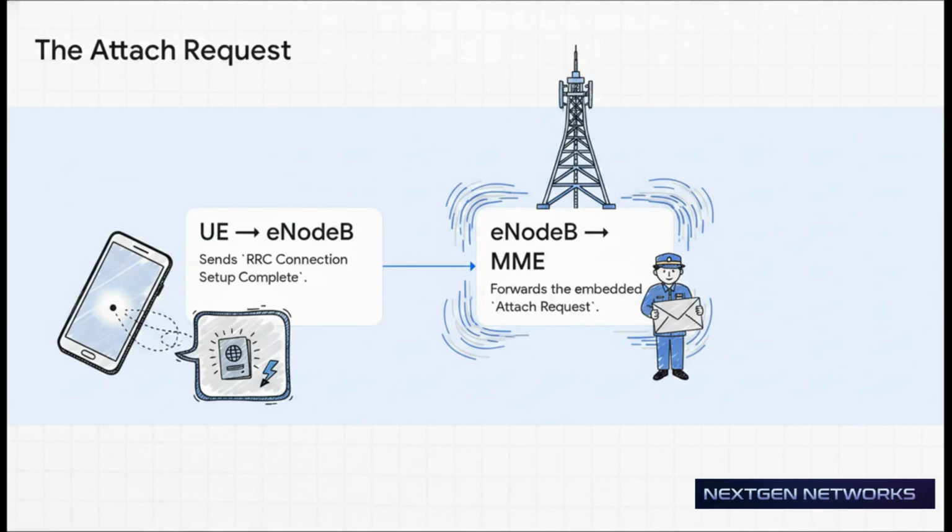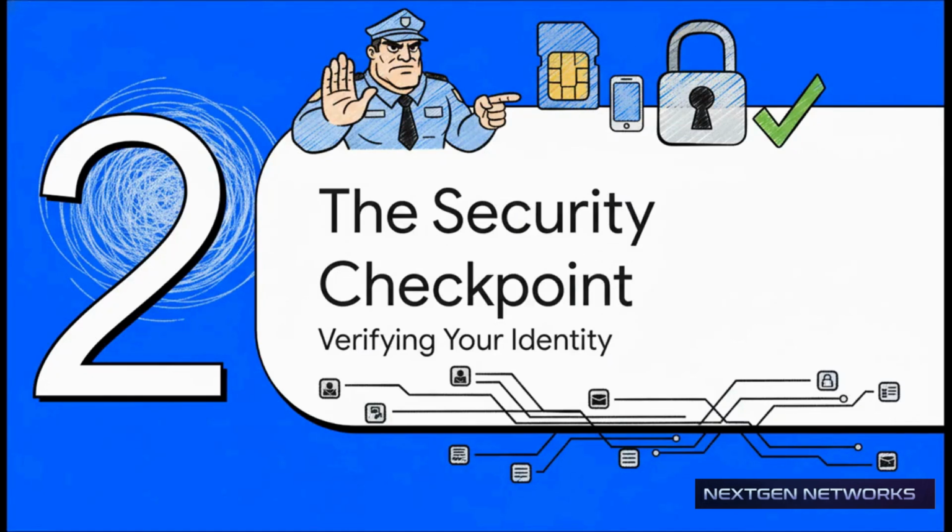So, how does it all kick off? With something called an attach request. Your phone basically packages up a message with its unique identity. It's like its digital passport and says, "Hey, I'd like to connect to the internet, please." The cell tower? It just acts like a mail carrier, grabbing that message and forwarding it straight to the MME, our network gatekeeper.